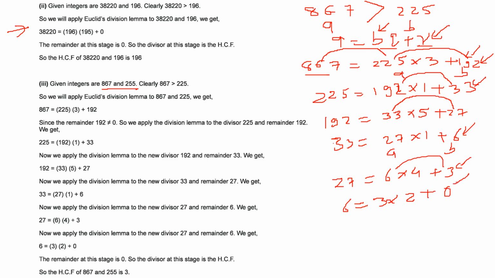The point you get a 0, this number, as I said, this is B. This B, 3, is the HCF. So HCF of 867 and 255 is 3. So this is how we solve it. So now HCF we have to find out.